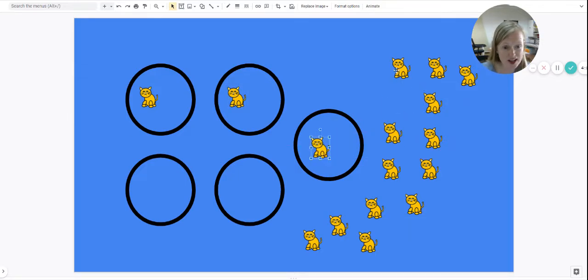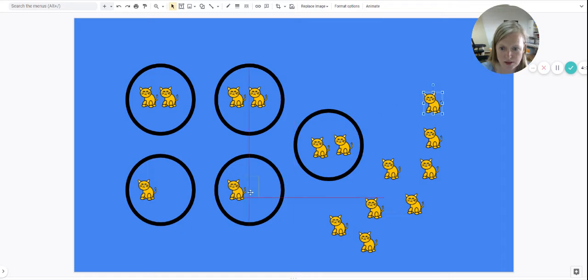Okay, I'm not filling 1 up first. I'm being really systematic. All right, okay, so I'm going to put 1 in. Next, I'm going to put 2 in. All right, each group has now got 2 cats. So currently, these groups are equal. They all have the same amount of cats.